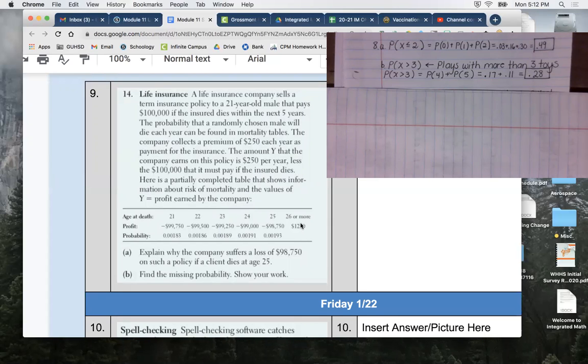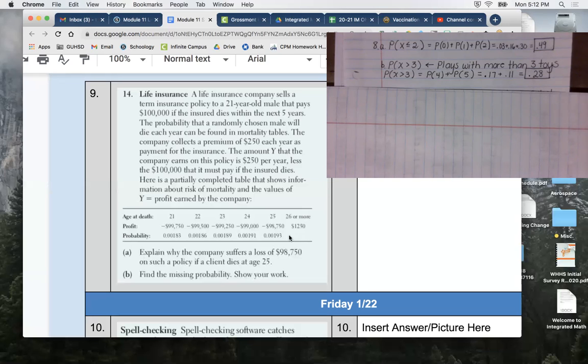So in this example, if that 21-year-old lives to be 26 or more years old, well, they've just paid 1,250. So this right here is the profit for the insurance company. You'll see that negative $99,750 because they've only paid in $250 and they're going to get $100,000 if they die at 21 and at 22, 3, 4, 5, and so on and so forth. But if they live to be 26, their insurance policy expires and they will have paid 1,250, and the insurance money goes to the company.